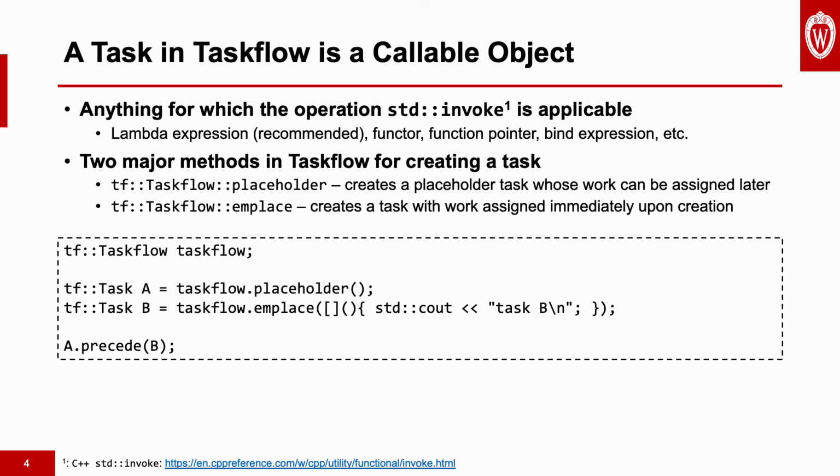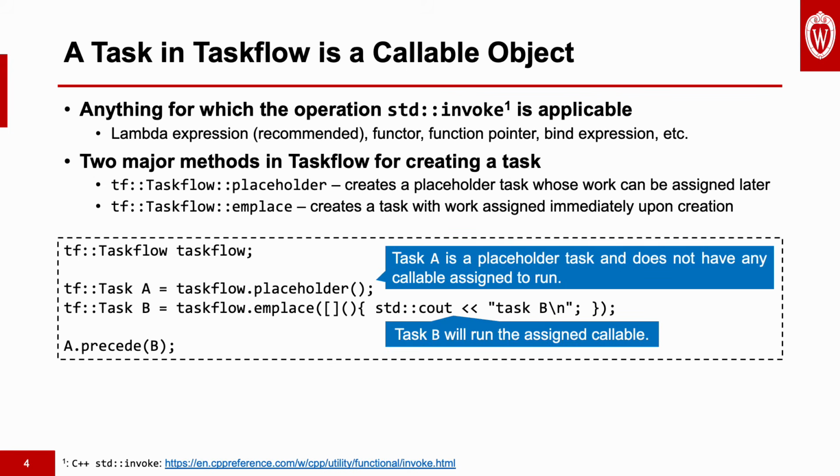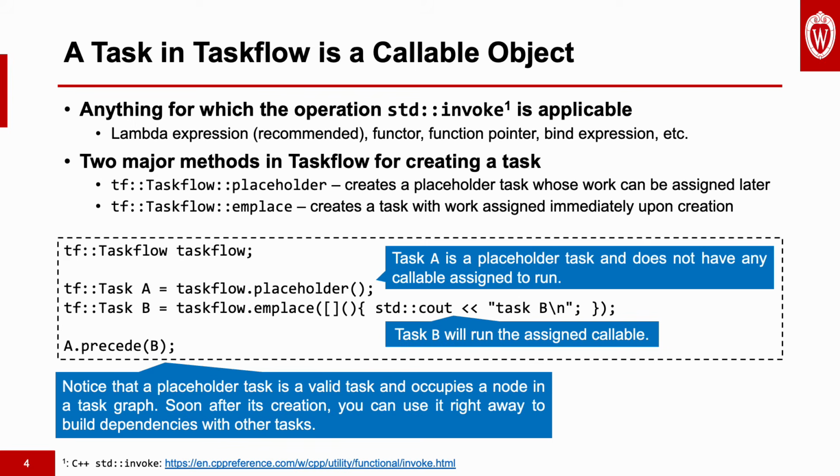There are two major methods in Taskflow for you to create a task: placeholder and emplace. The placeholder member function creates a placeholder task whose work can be assigned later, while the emplace member function creates a task with work assigned immediately upon creation. In this example, task A is a placeholder and does not have any callable assigned to run yet, while task B will run the assigned callable which outputs its identity. Notice that a placeholder task is a valid task, and it actually occupies a node in a task graph. Soon after its creation, you can use it right away to build dependencies with other tasks.